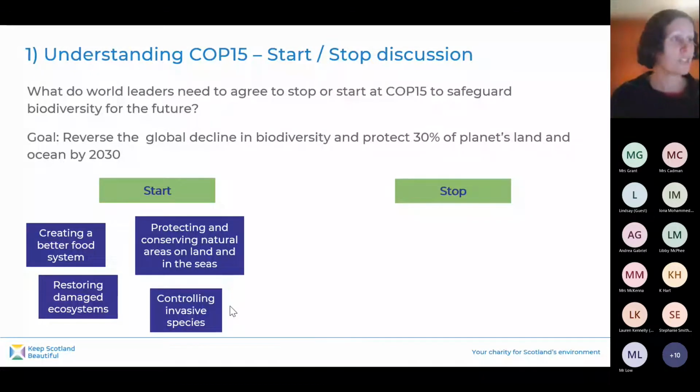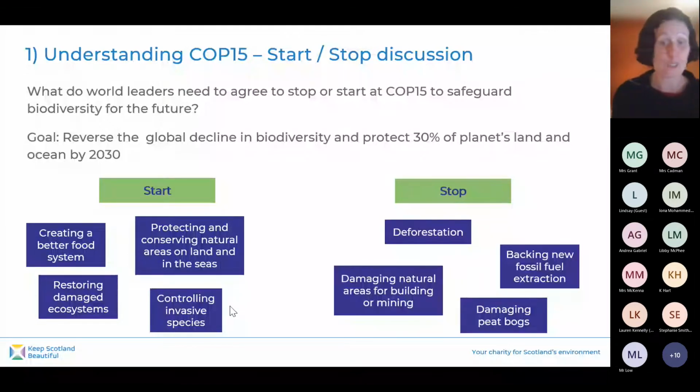And stop. So we want to stop them chopping down trees. We want to stop them backing things like fossil fuel extraction, so stop doing anything that's bad in terms of climate change. We want to stop them damaging natural areas for things like building and mining. And you think about local ecosystems like peat bogs that are really important. We want to stop damage to those as well. So again, it's quite a nice one because you can really get a good brainstorm going as to things that we need to start and stop. And that's quite a global one.